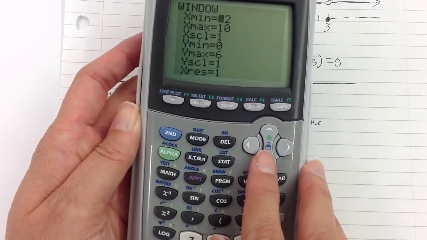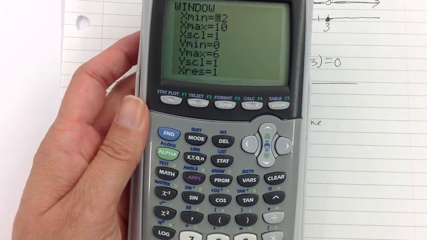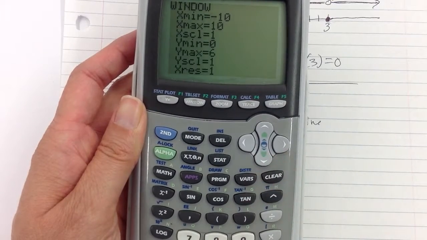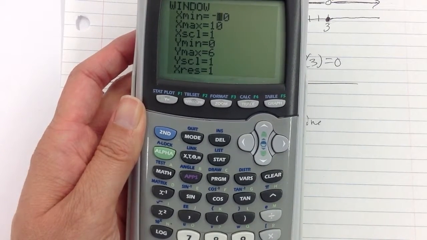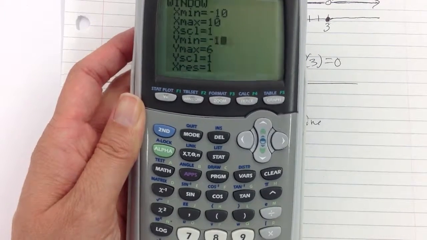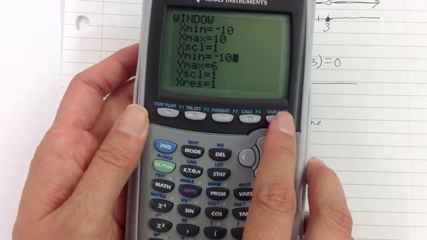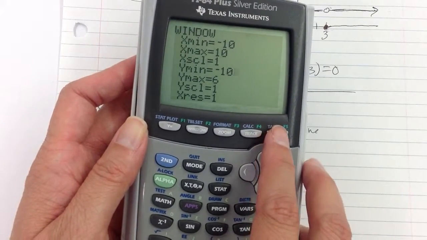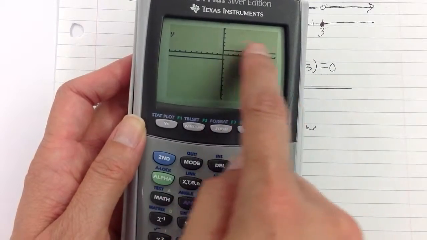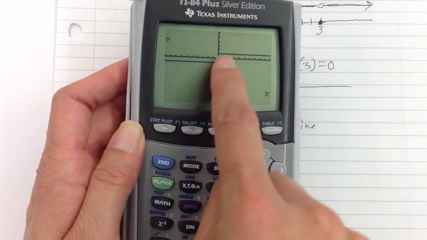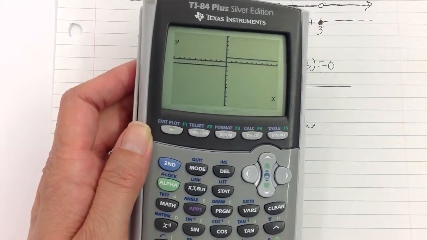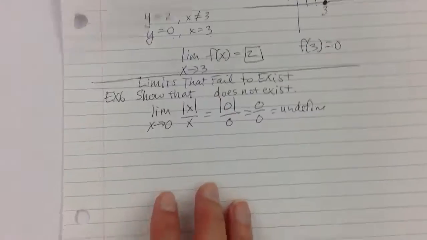So my window, I'm going to change to, let's make it -10. And then I need my Y, oops, I used the minus button. If you use the minus button, it'll give you an error. And then my Y minimum, let's make it -10 as well. And then graph it. I get two lines, two piecewise functions, and I get an open circle here and here.